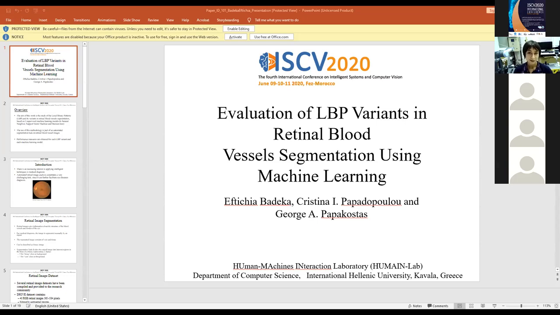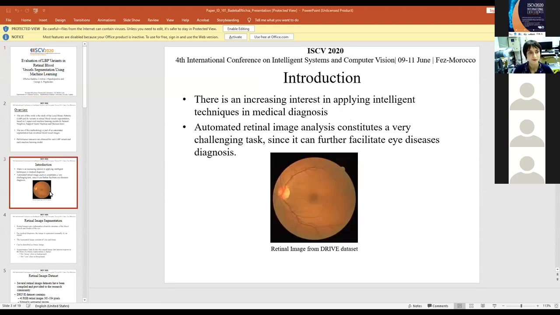There is an increasing interest of applying medical diagnostics intelligence system because in this specific problem, we have... Can you see my screen? No, exactly. We are seeing just the... Can you read the overview? No. Okay, I will do it like this. It's okay.